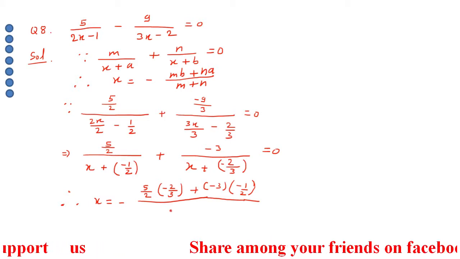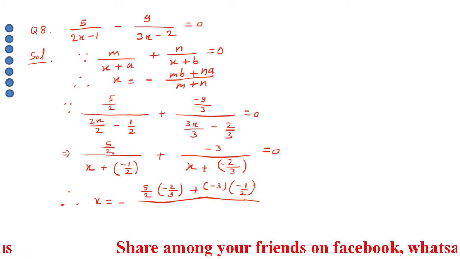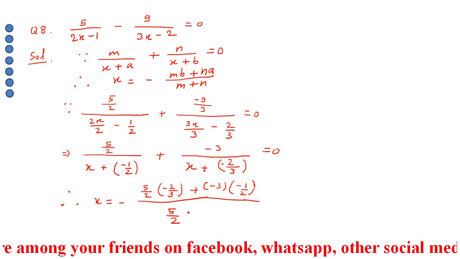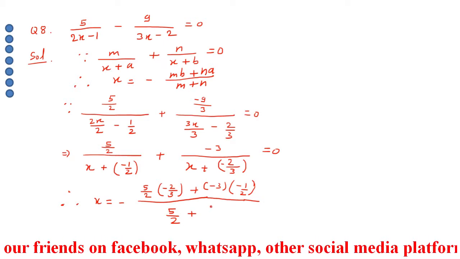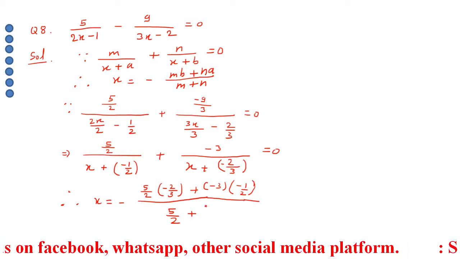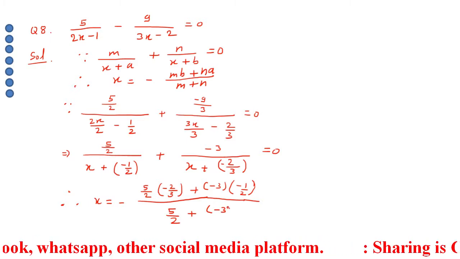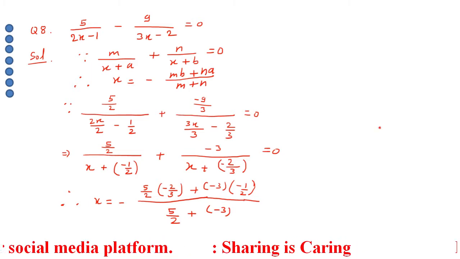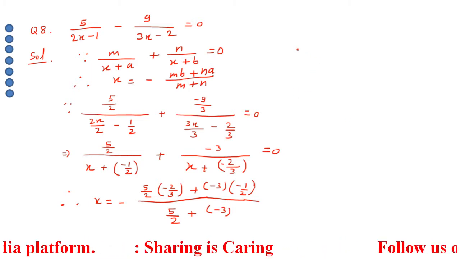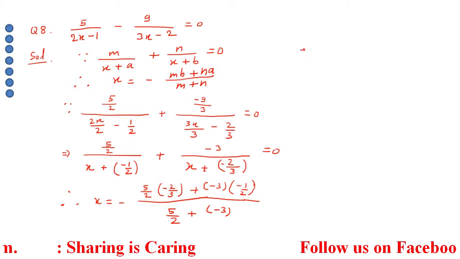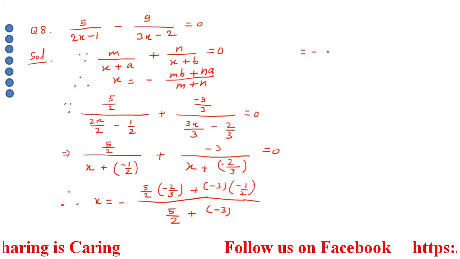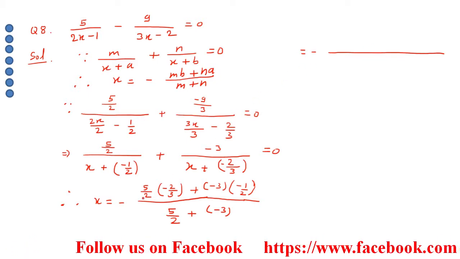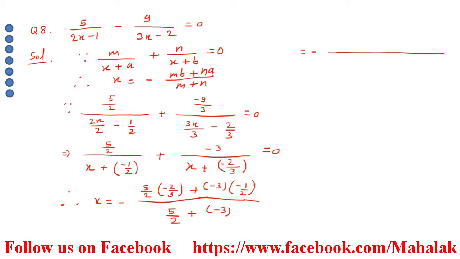Now in the denominator we have m plus n. So what is m here? 5 upon 2, and n is minus 3. So 5 upon 2 plus minus 3. So minus 3. Now to solve this, I am just doing here, students, an equal to sign, then minus, and we are going to simplify it. Here you can see this 2 and 2 will cancel, so we will get here minus 5 upon 3.